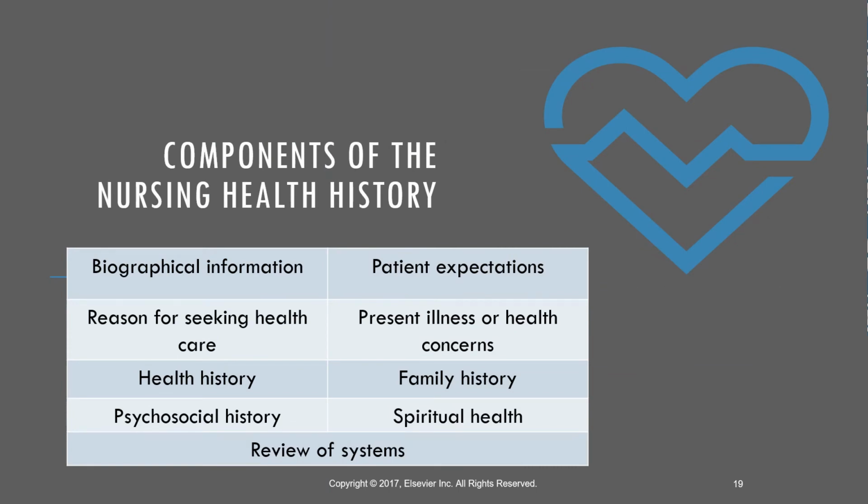Here are components of the nursing health history. We need biographical information, the reason for seeking health care, health history, psychosocial history, the patient expectations, present illness or concerns, family history, spiritual health, and then a review of systems.